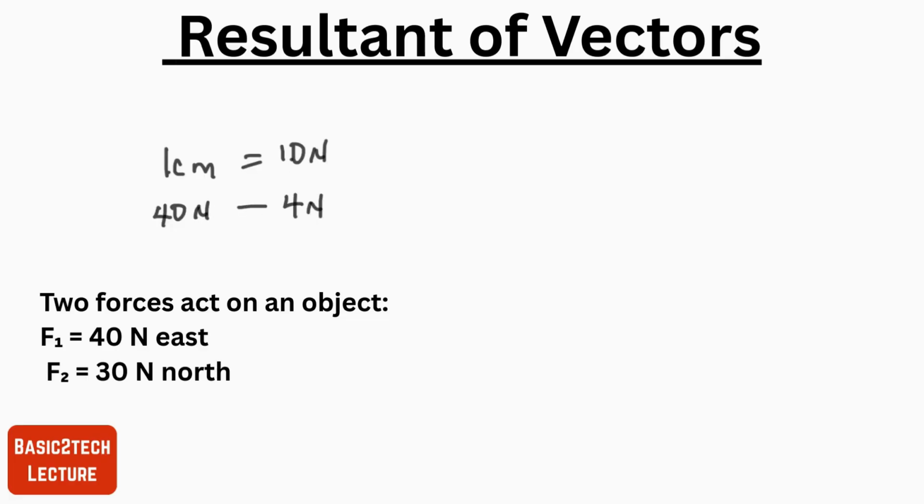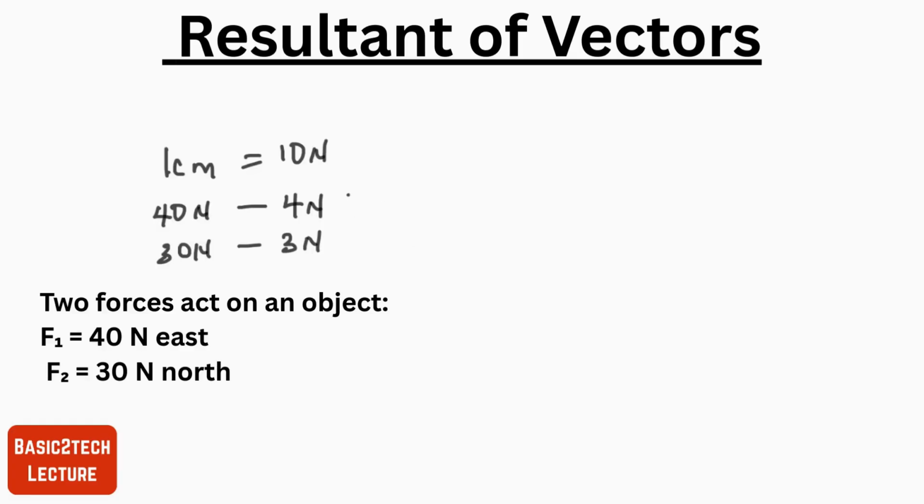So that means that I will divide 40 by 10, becomes 4. Then 30 Newton becomes 3. So we divide 30 by 10, we have 3. So this is how you use scale to reduce the large numbers. Okay. So our next step is step 2.